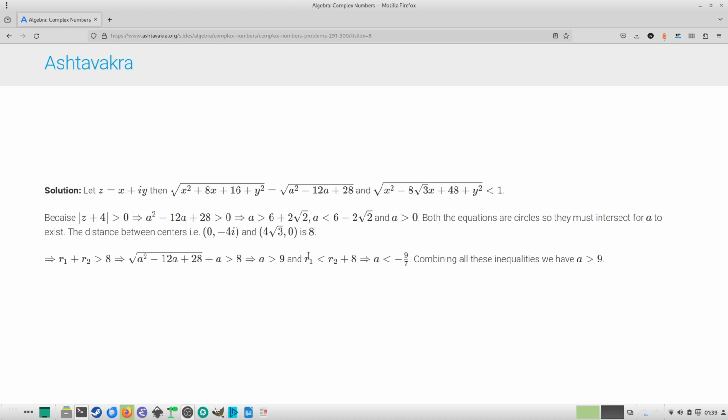And from the second condition for intersection, R1 should be less than R2 plus 8. That is a less than minus 9 by 7. So you combine these inequalities and you get a greater than 9.